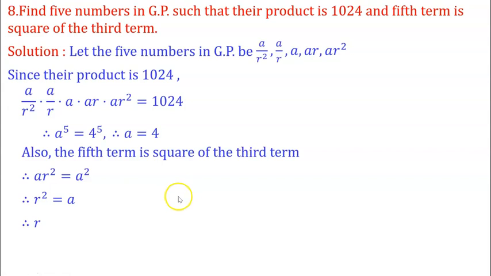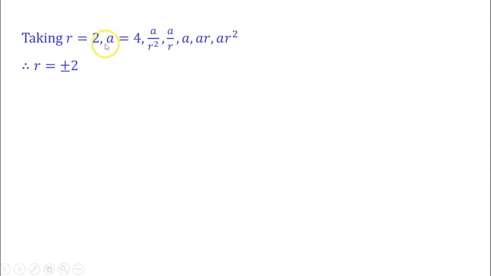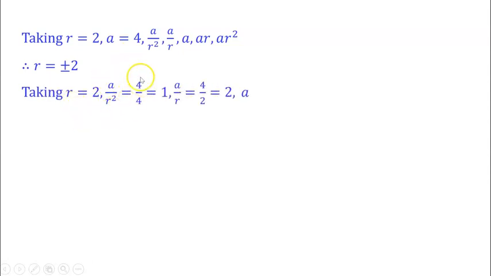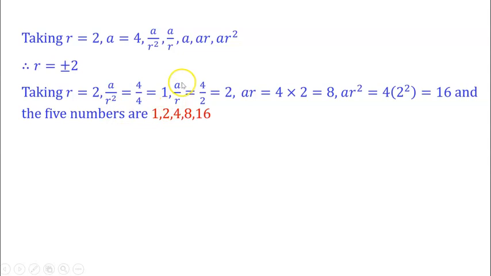Now substitute the value. That is r^2 is equal to 4. Taking the square root, you will get r is equal to plus or minus 2. Taking r is equal to 2, a is equal to 4, the terms are as follows. First, a/r^2, a is 4, r is 2, 2 raised to 2 means 4, so a/r^2 is 1. a/r means 4 upon 2, that is equal to 2. a is 4. ar, a is 4, r is 2, that is equal to 8. ar^2, a is 4, r is 2, in bracket squared.